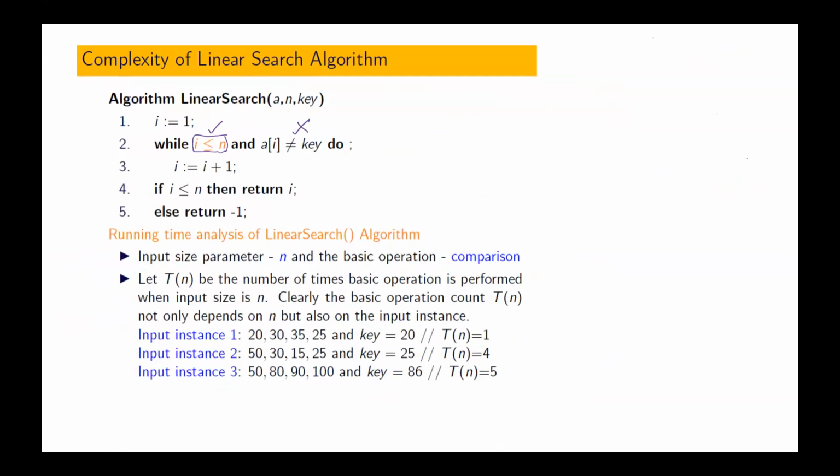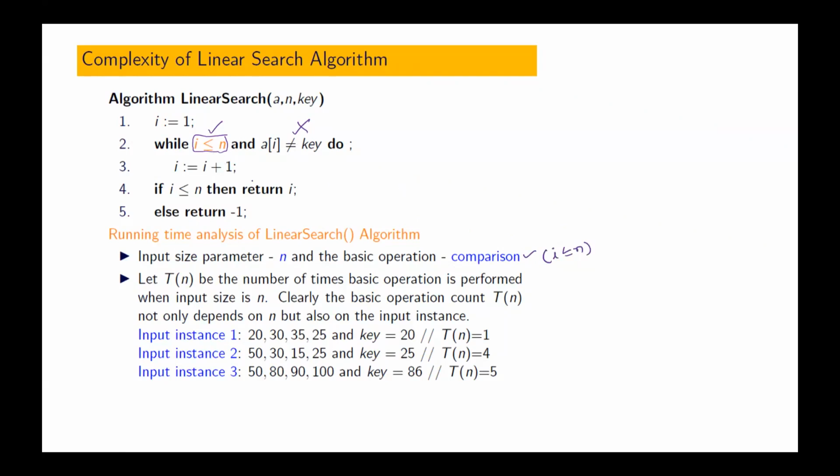Same algorithm, basic operation we are changing: i less than or equal to n. It is also a comparison, no? Here our basic operation is not a of i not equal to key, but i less than or equal to n. So this is also a comparison, but this comparison is i less than or equal to n. Now, in this case, input size is as usual n. Basic operation is comparison. Now, what is the next step?